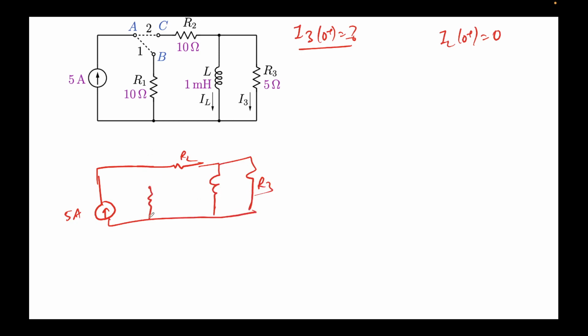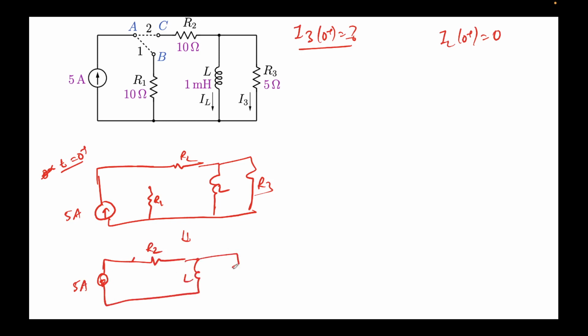I'm still drawing this, and then I'll eliminate it. This is L. This is how the circuit will look at t greater than 0, or I should say t equal to 0 plus. This is open, so I'll eliminate this. Now the circuit will look something like this: 5 amps, this is R2, L, R3. This is the current I3 and this is the current IL.